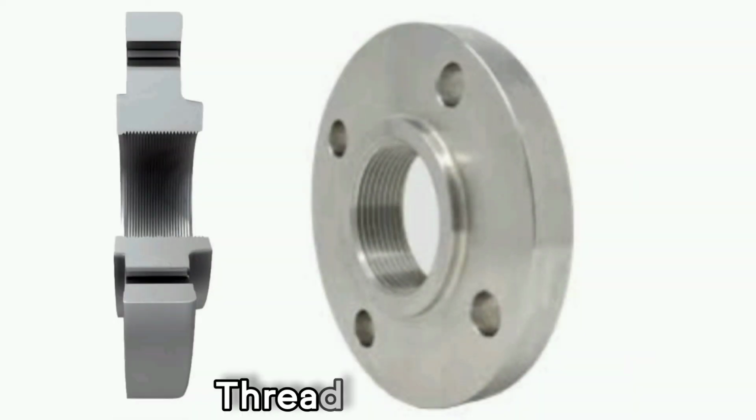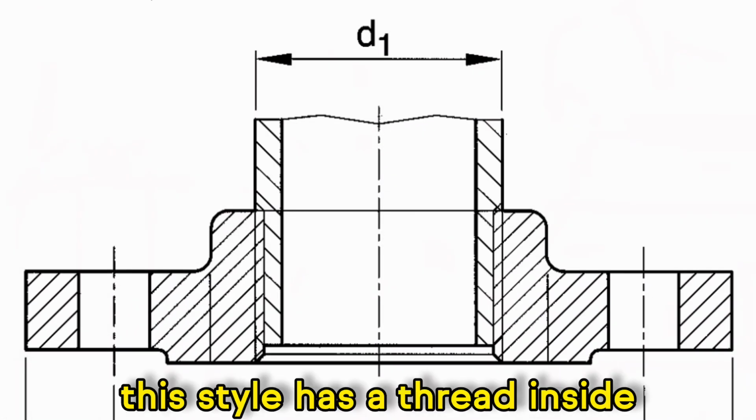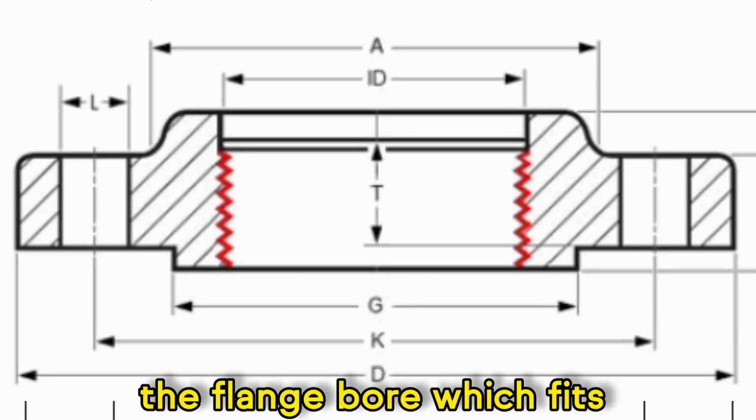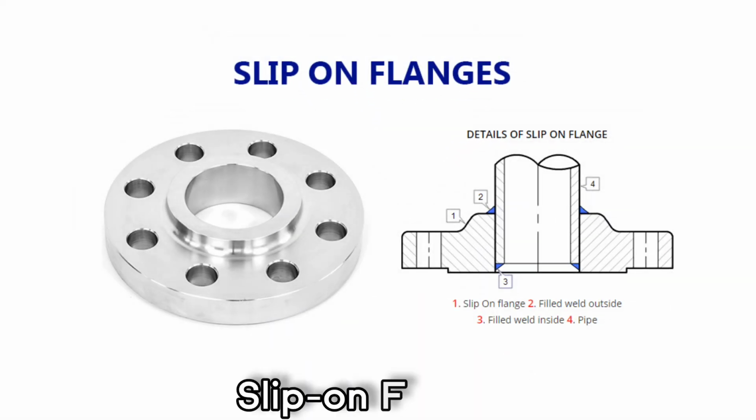Number 3. Threaded flanges. A threaded flange is also known as a screwed flange. This style has a thread inside the flange bore which fits with a matching male thread on the pipe or fitting.